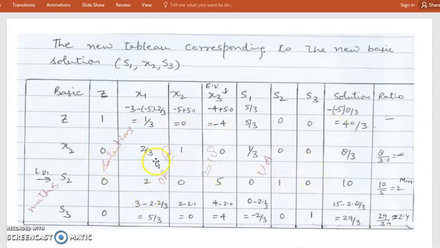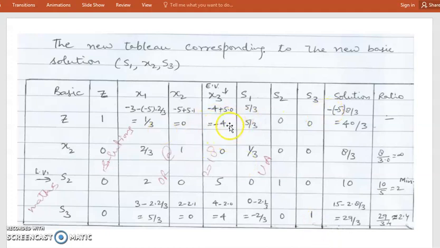Similarly we can do it for all. Here for the pivot row we divided by the pivot element, and with the help of this we did the other calculations. So in a sense, first we did the pivot row calculation: we divided the pivot row by the pivot element, and then with the help of these elements we did the remaining rows. Again we have to see which is most negative.